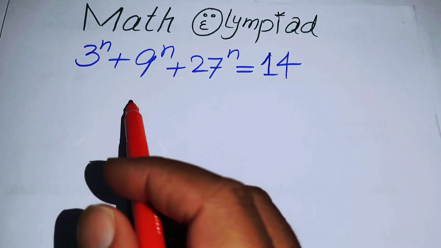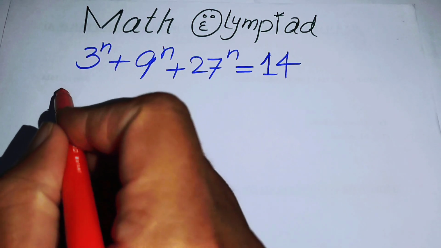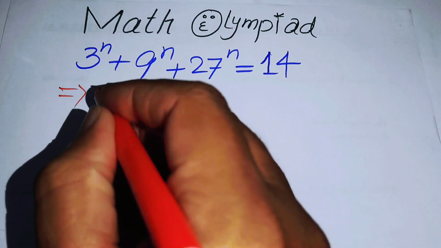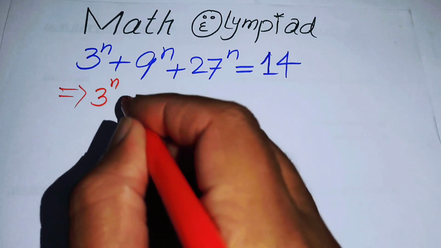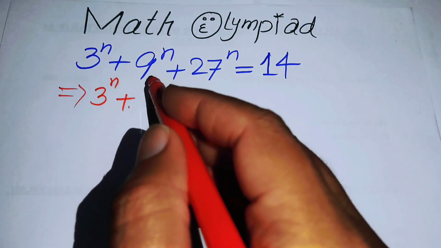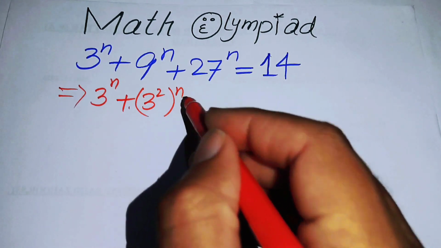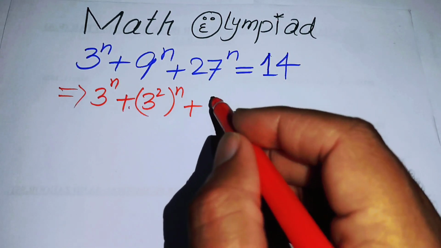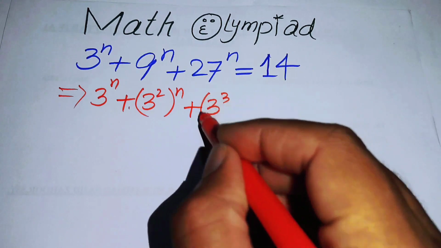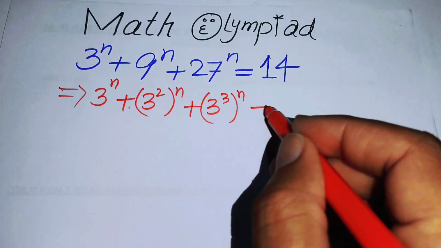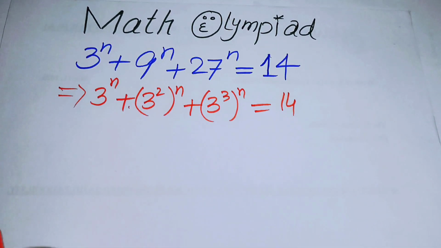So the very first thing we are going to do is rewrite this equation. We can write 3 to the power of n plus, we write this 9 as 3 squared and its whole power n, plus we write this 27 as 3 cubed and its whole power n, is equal to 14.